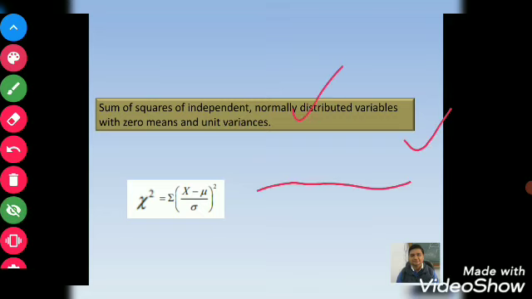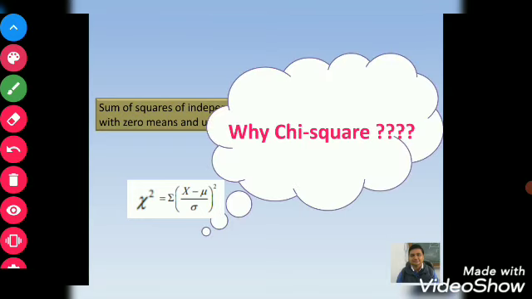Then what is the definition of the chi-square test? Chi-square is the sum of squares of independent and normally distributed variables with zero mean and unit variance. So this is the definition of chi-square. Here you can see chi-square can be represented as the summation of x minus mu, that is sample mean minus population mean, divided by standard deviation, the whole squared. So this is the definition for chi-square, and our whole analysis will revolve around this definition and formula.